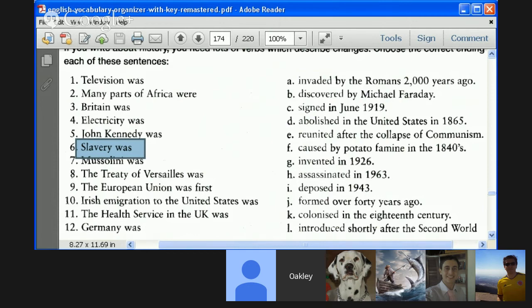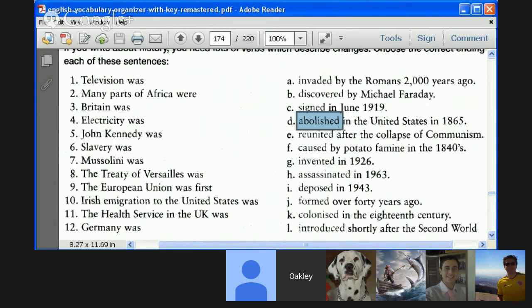Okay, Vienna, number 6. Slavery was abolished in the United States in 1865. Great, and you're absolutely correct. Vienna, pronunciation: slavery, not slavery. Slavery. Okay. And what does that mean? It was abolished.